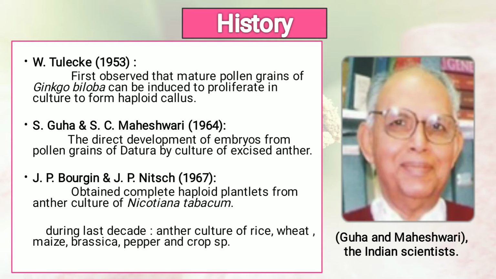J.P. Bourgin and J.P. Nitsch, in the year 1967, obtained complete haploid plantlets from the anther culture of Nicotiana tabacum, that is, tobacco plants. During the last decades, anther culture of rice, wheat, maize, brassica, pepper and many other species has been done for haploid production, or haploid cultures.